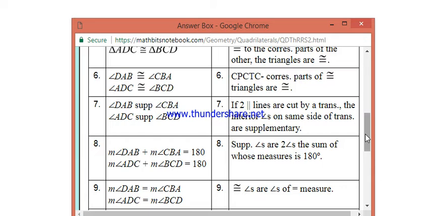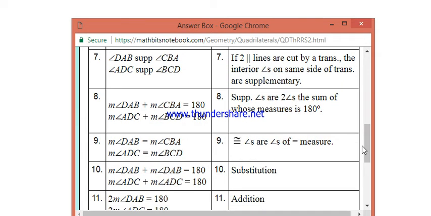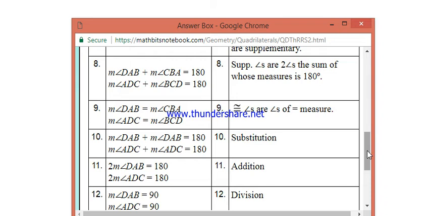For number 6, angle DAB is congruent to angle CBA, angle ADC is congruent to angle BCD, and the reason is CPCTC. Corresponding parts of congruent triangles are congruent. For number 7, angle DAB is supplementary to angle CBA and angle ADC is supplementary to angle BCD. If two lines are cut by a transversal, the interior angles on the same side of the transversal are supplementary. For number 8, the measure of angle DAB plus the measure of angle CBA is equal to 180. Same for angle ADC and angle BCD. Supplementary angles are two angles that have a sum of 180 degrees.